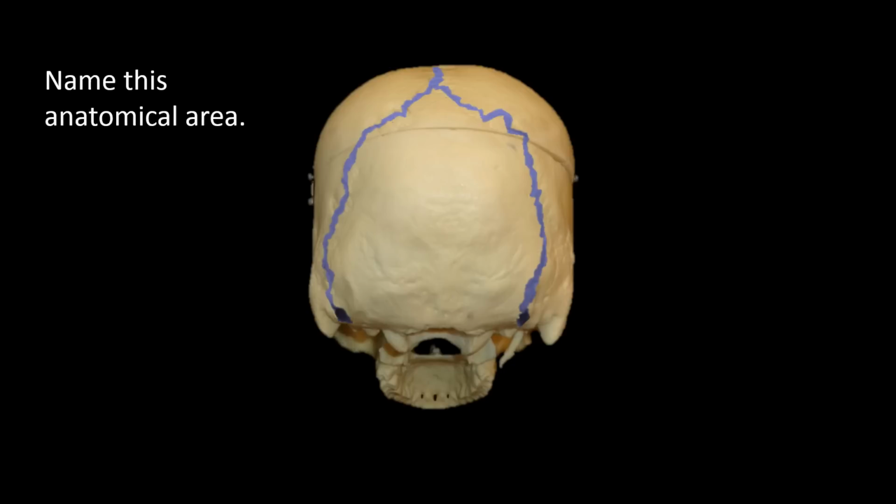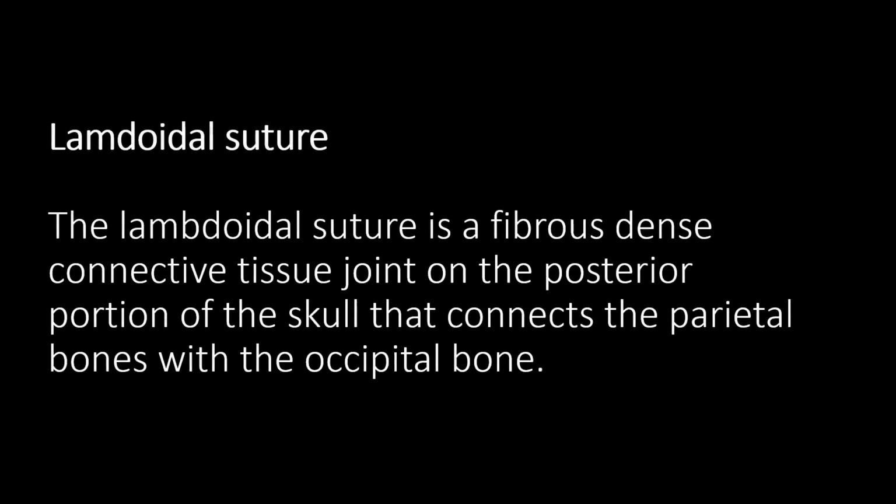Name this anatomical area. Lambdoidal suture. The lambdoidal suture is a fibrous dense connective tissue joint on the posterior portion of the skull that connects the parietal bones with the occipital bone.